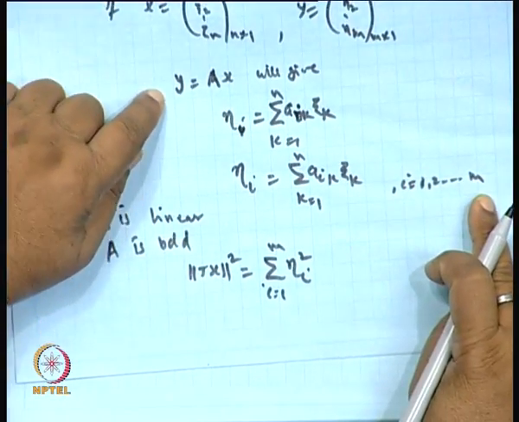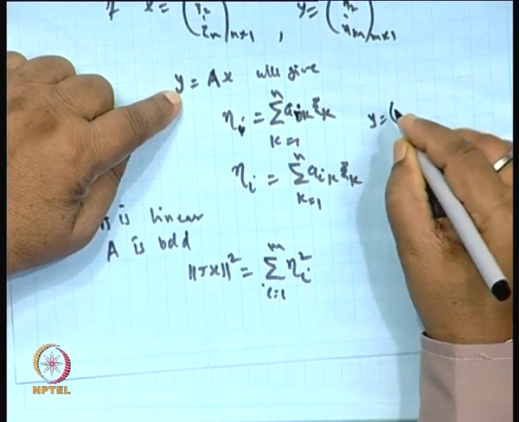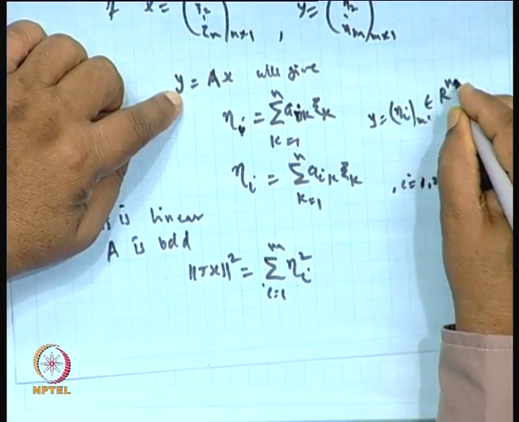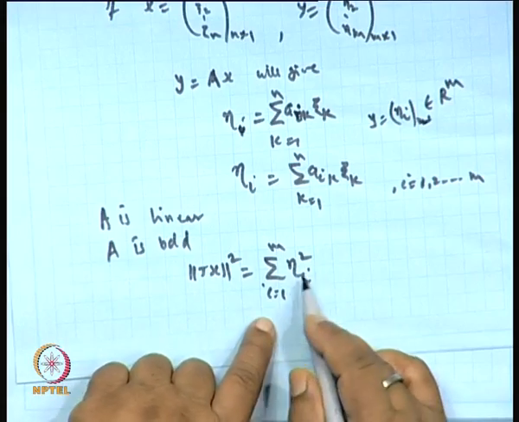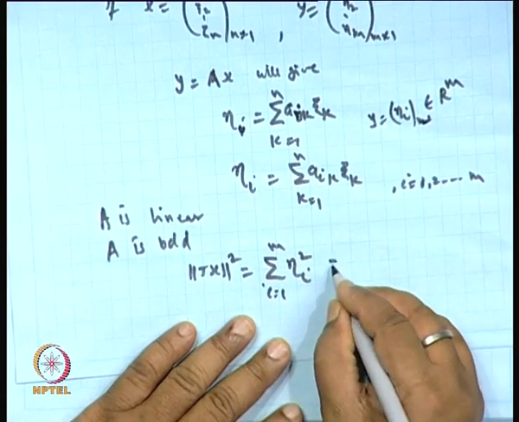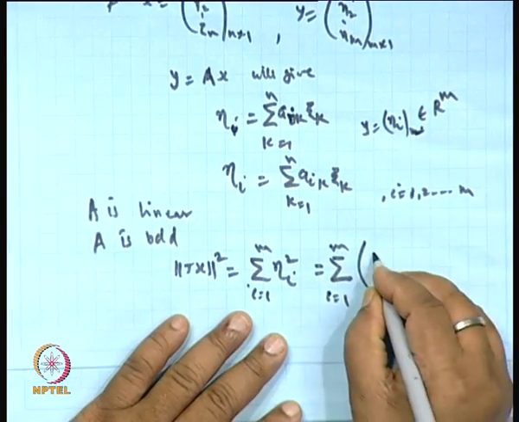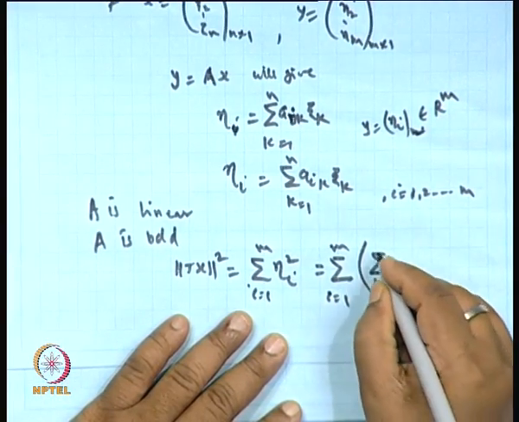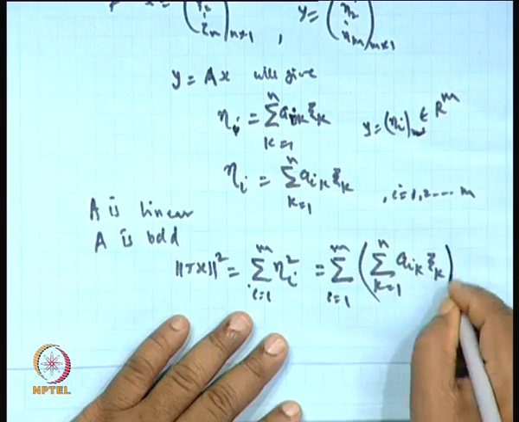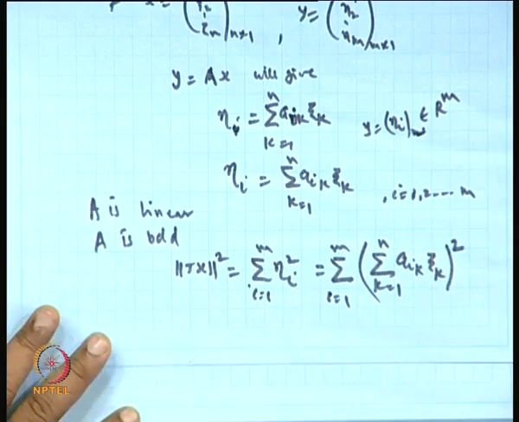And η_i is varying from 1 to n, and it belongs to R^m, so y_i is equal to η_i, of order η_i belongs to R^m. Okay. So the norm will be defined in this fashion, raised to the power half. So we are getting the norm of Tx: sigma i equal to 1 to m, then sigma k equal to 1 to n, a_ik x_ik, squared, x_ik squared, that is all.